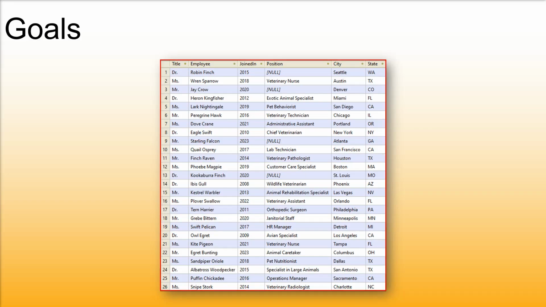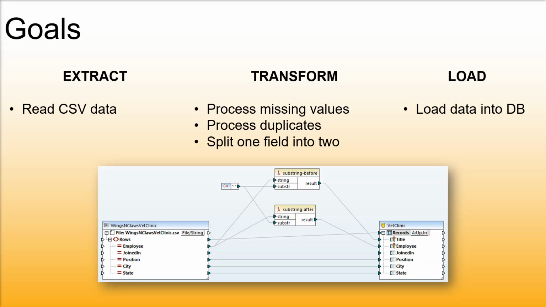And this is the output we want to get. All records are very nicely organized. And this is how we are going to proceed. First, we will read data from our source file. Second, we will clean up this data and then load it into the database.